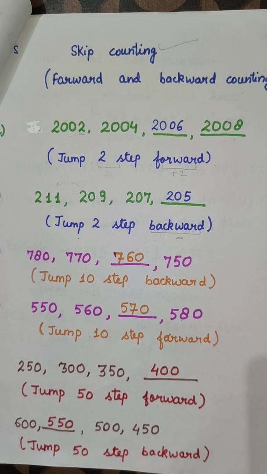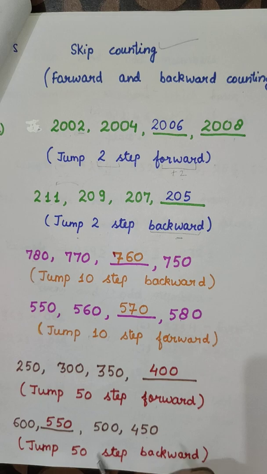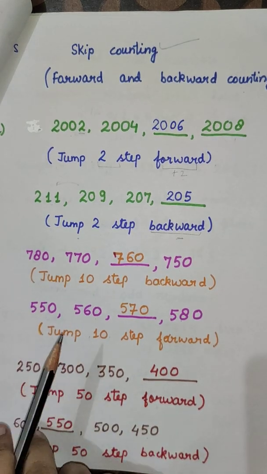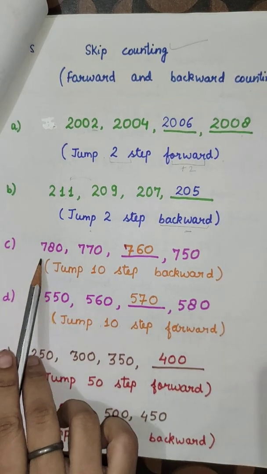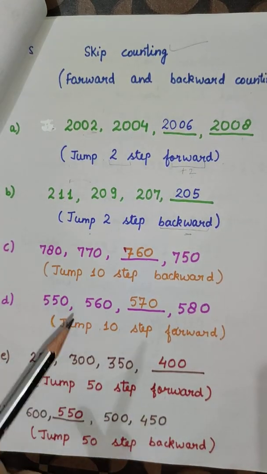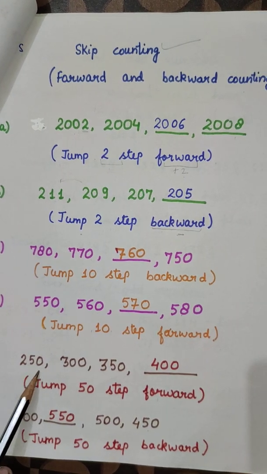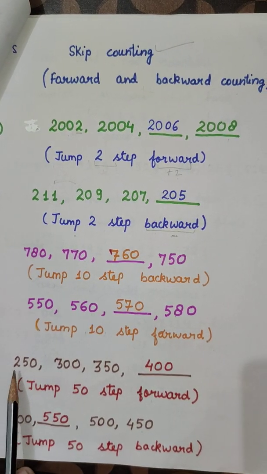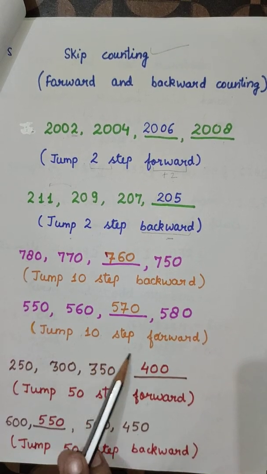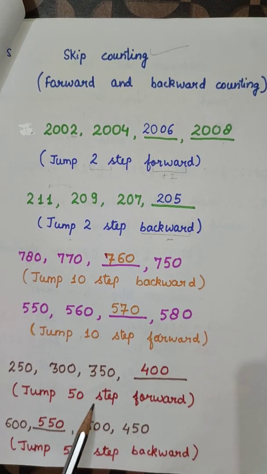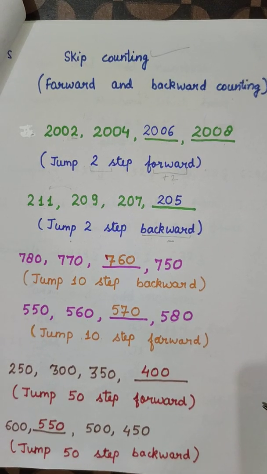Now skip counting, or you can say complete the pattern. Some digits will be given to you and you have to fill in the missing digits. You have to jump 10 steps forward, backward, 50 steps forward, backward. So first of all you have to see the first digit, that is 250, after that 300, 350, 400, as we jump 50 steps forward. So this is forward counting.